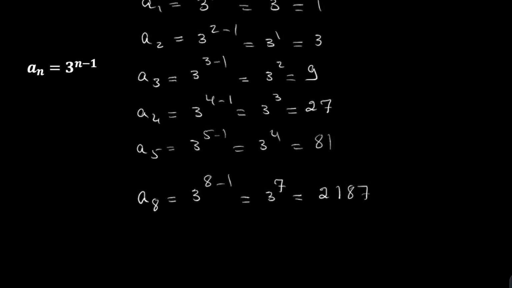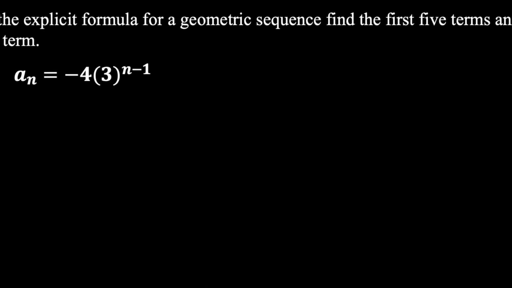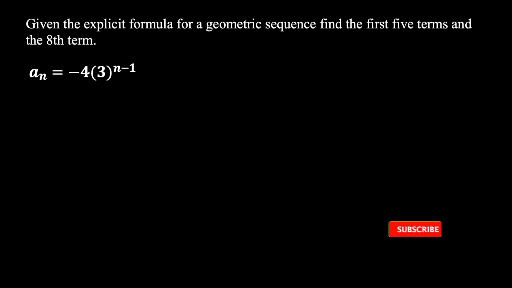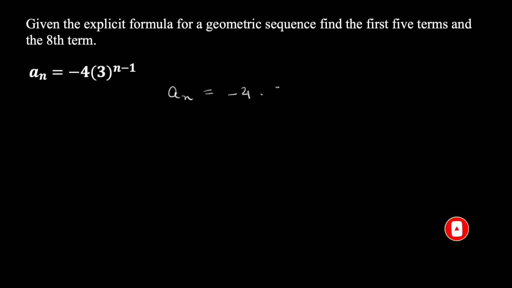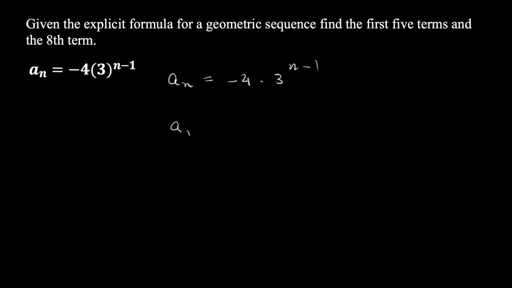Let's have another example. Here we have an equals -4 times 3 to the power n minus 1. Let's write it. an is equal to -4 times 3 to the power n minus 1. Now, we can find a1 and r straightforward from the formula. We can say that a1 is equal to -4 straightforward, which is the number here. And we can say that r is equal to 3, which is the number under the power.